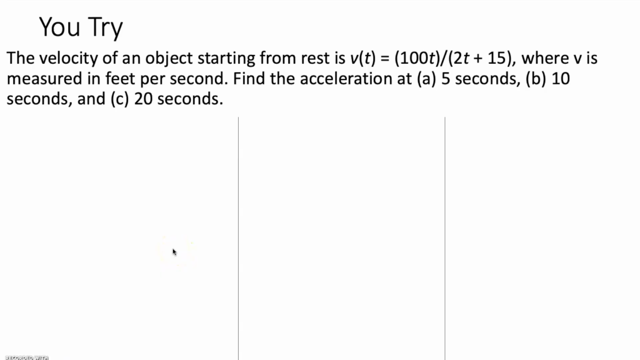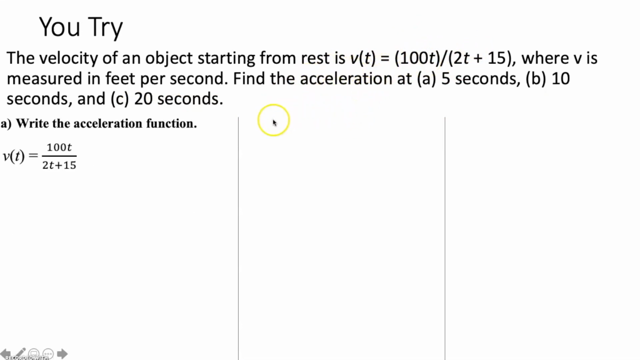You try! Okay, this says the velocity of an object starting from rest is v of t is equal to the quantity 100t divided by the quantity 2t plus 15, where v is measured in feet per second. Find the acceleration at 5 seconds, 10 seconds, and 20 seconds. So note, in this question, it just wants us to find the acceleration at specific times, meaning we don't need the velocity function. But why do they give it to us then? Well, in order to figure out the acceleration function, we need to take the velocity function and take the derivative of it. If we know the derivative of the velocity function, we know the acceleration function.